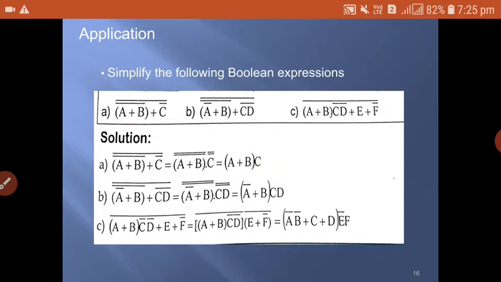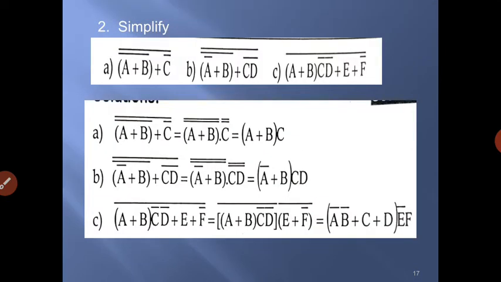We will see next some more problems related to minimization of Boolean expressions with the help of De Morgan laws. Again considering the first example, ((a plus b) whole bar plus c bar) whole bar, what you will be getting is (a plus b) whole bar whole bar into c bar whole bar, which is equal to a plus b into c. The same we have seen.